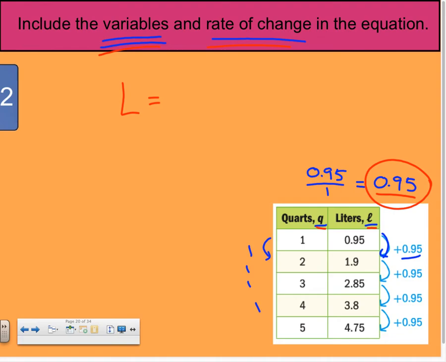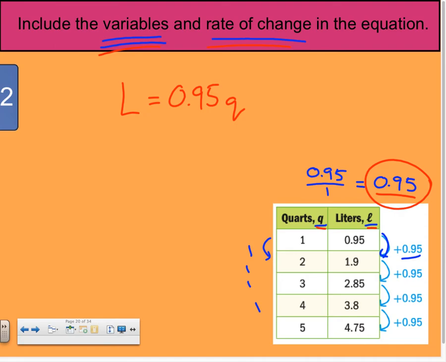So how do I take those words and put them into an equation? Once again, the number of quarts multiplied by 0.95 is going to give us the liters. So liters equals 0.95 times the number of quarts. So what we've been able to do is come up with our equation.